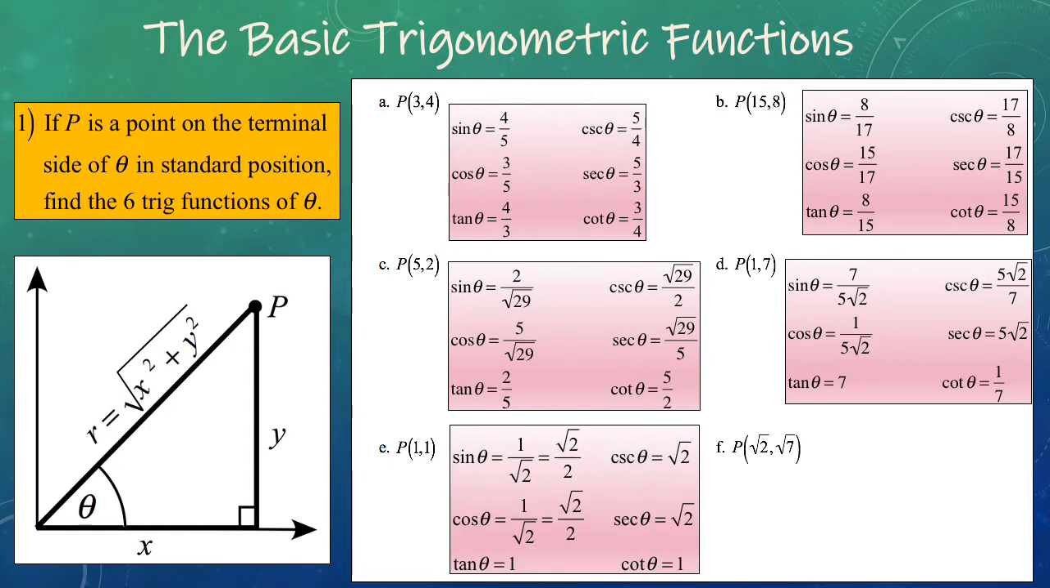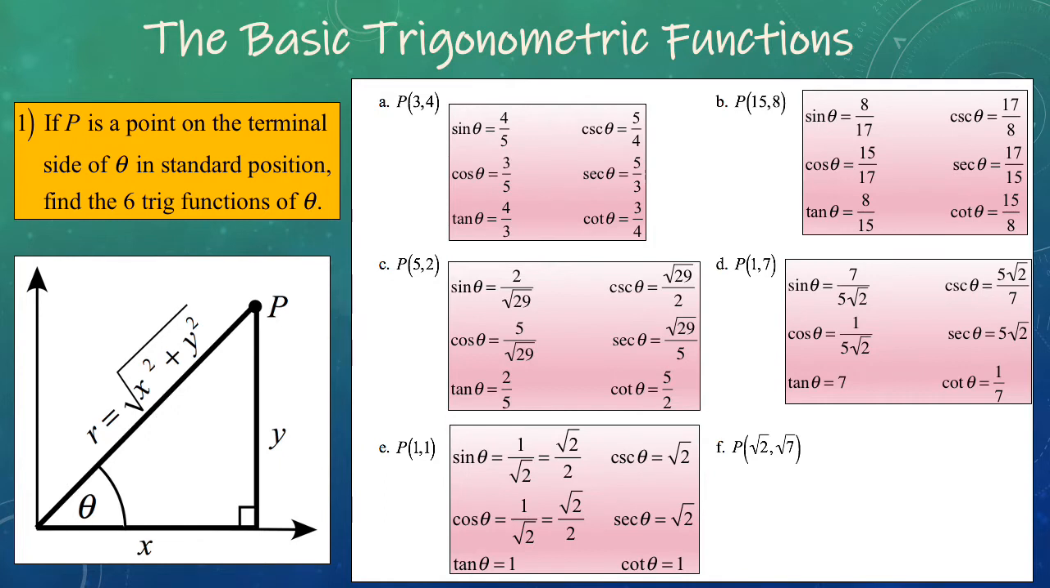E is the point (1, 1). And the hypotenuse is the square root of 1 squared plus 1 squared, which is the square root of 2. So sine theta is written as 1 over the square root of 2. And in this case, we will rationalize, as this problem appears many times, and you should recognize that the sine theta of such a point is the square root of 2 over 2. The cosine theta is the same, square root of 2 over 2. Tangent theta is equal to 1.